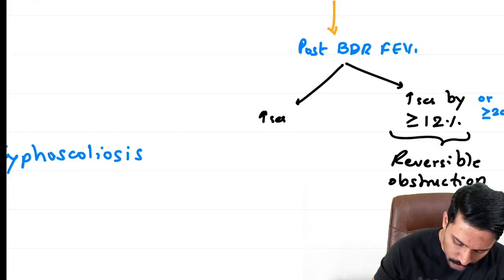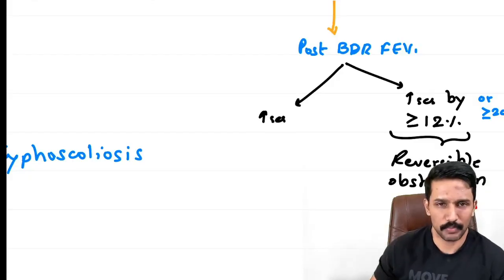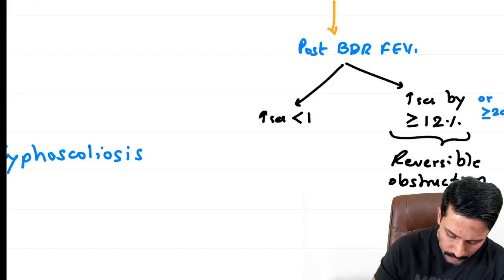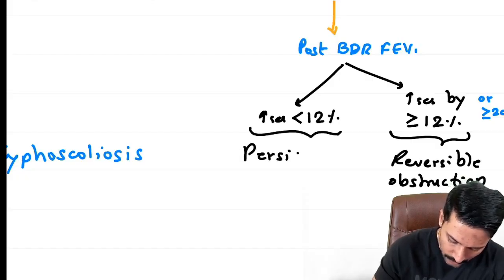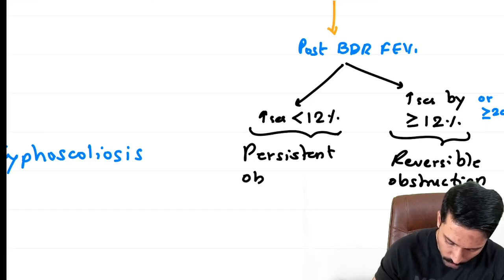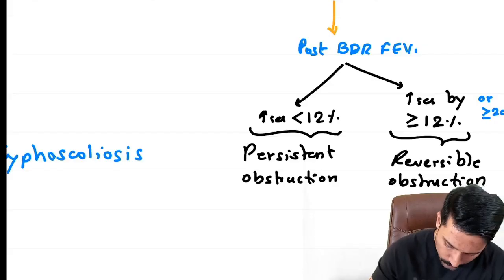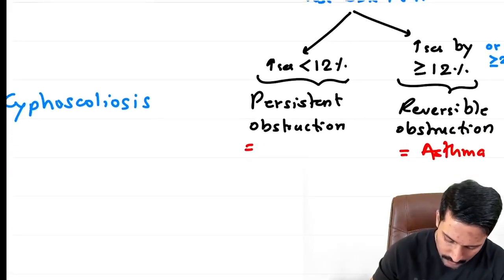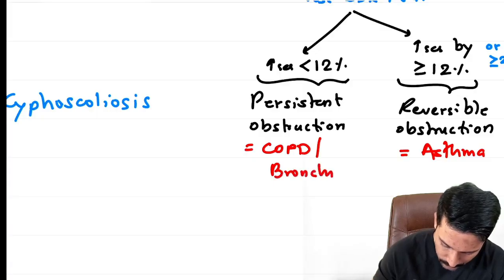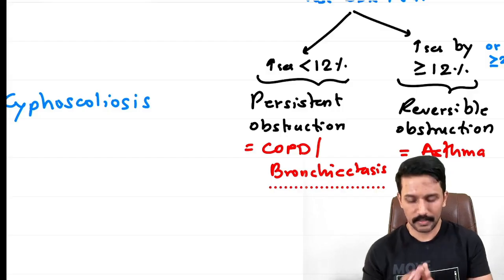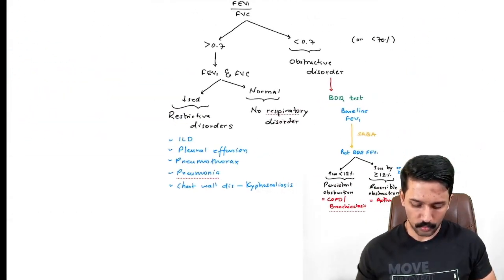If the FEV1 increases by less than 12%, it is suggestive of persistent obstruction. And when we have persistent obstruction, it is COPD or bronchiectasis. Clear? So this is the approach that we are going to follow.